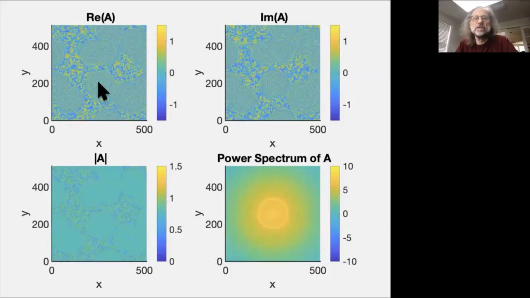Okay, so that was just a little overview of what the complex Ginzburg-Landau equation can do. And it's quite fascinating.